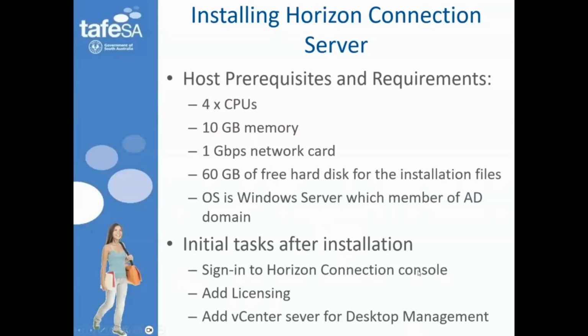My initial task after installation is to sign into the Horizon connection console, add the licensing, and add the vCenter server for the desktop management. Obviously, that's what we're relying on. The licensing is all important. VMware wants their money, basically. You can't use this without a license. What we're going to try to do is use a trial license, and hopefully have enough time in that trial license to finish this course.